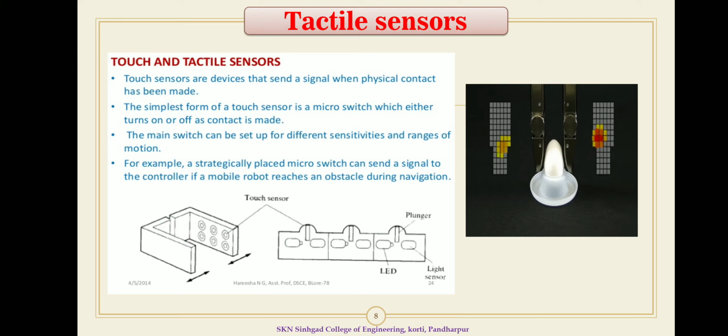So this type of finger is useful to determine whether a part is present in the finger or not. For further providing tactile information, multiple binary touch sensors can be used.